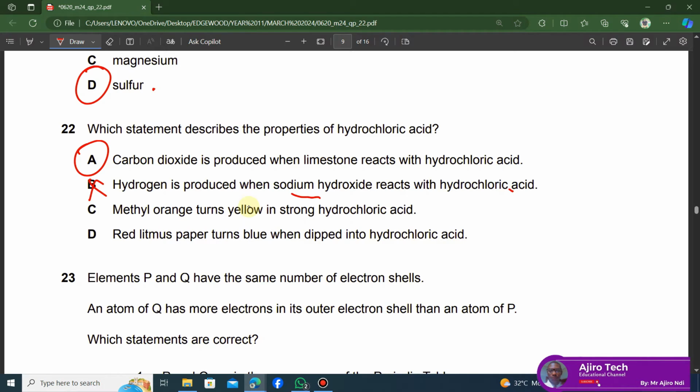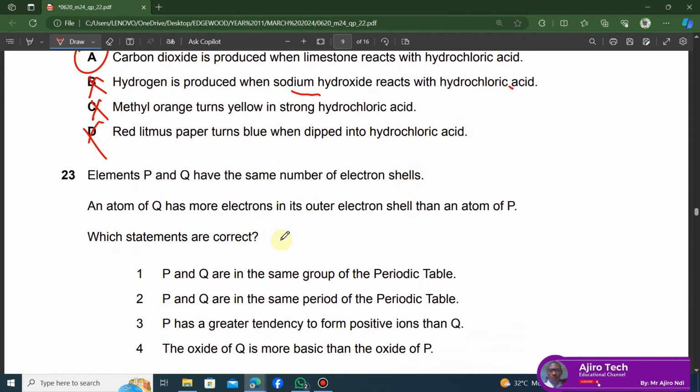Methyl orange turns yellow in strong hydrochloric acid. No. It turns red. Okay. Red litmus paper turns blue when dipped into hydrochloric acid. No. Red litmus paper remains red in an acid. All right. So that has eliminated the others.